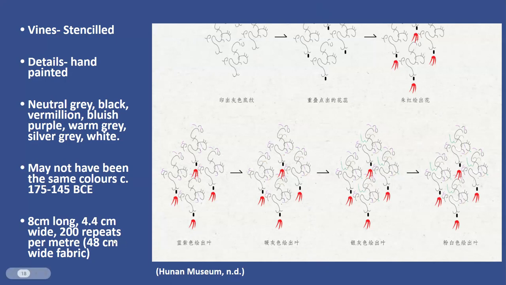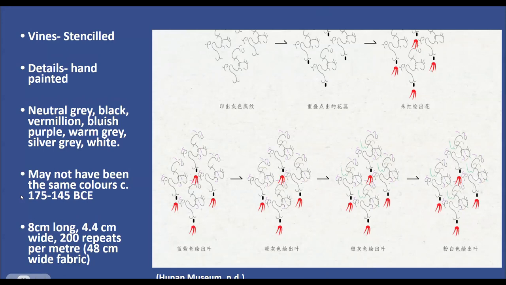So this is the level that we're operating at. 200 repeats per meter. Yeah, it's a luxury garment. And this information I obtained because I have the textile studies and the excavation manual, the excavation report, on hand.